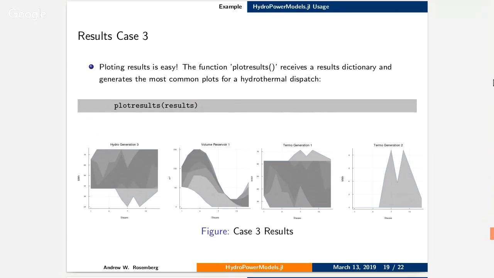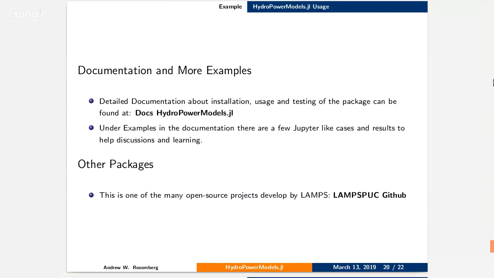And that's it. If you want more information, it's in the docs of our package. Under examples, we have scientific reports with some special cases, if you want Jupyter-like cases. And this is part of a bigger project from our laboratory, which is trying to put all its academic developments into open source projects. So you can also access the GitHub from LUMPS and see the other projects. Thank you very much.